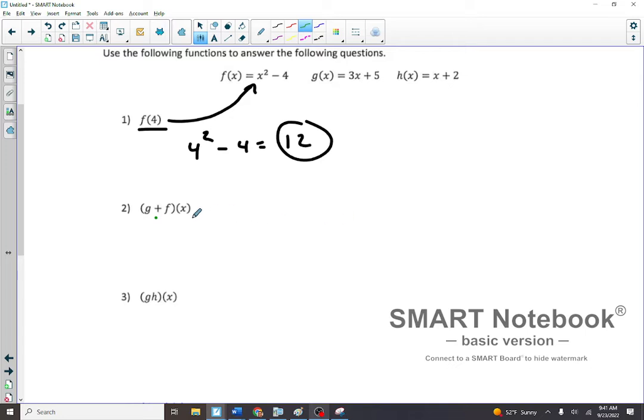If we see they're plussing to each other, we rewrite them both separately. So g of x, which is 3x plus 5, plus f of x, over here f of x is x squared minus 4. Then we could just combine like terms: x squared plus 3x plus 1.